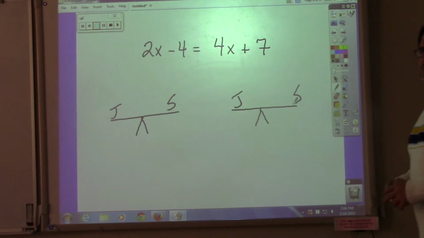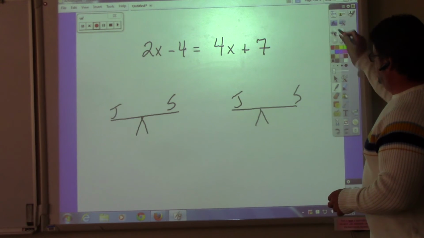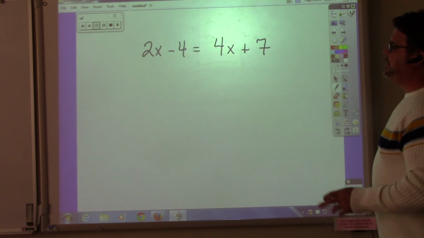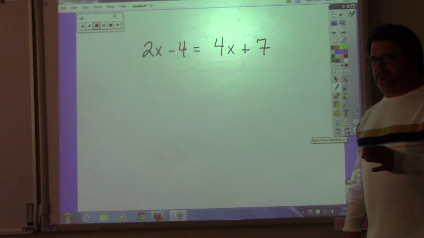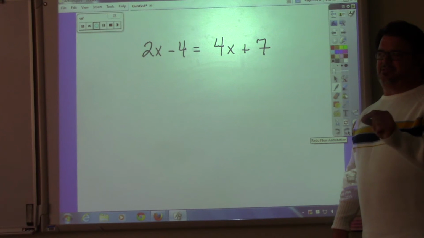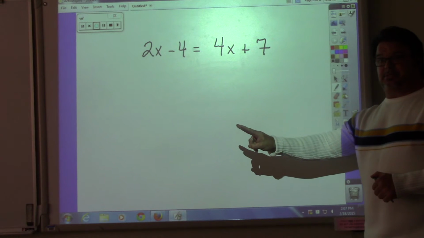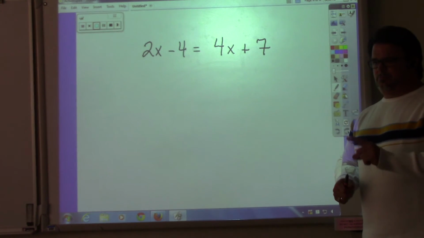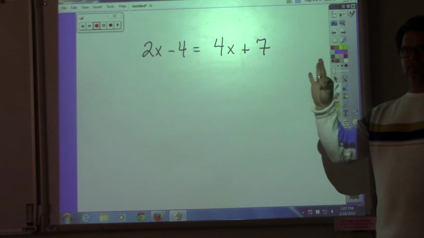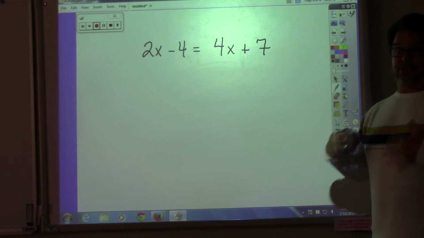Now, why do I tell you to move the smallest number? Why do I tell you to move the smallest bucket? What is the most important goal? To get the variable what? By itself and positive. Because if you get it by itself and positive, you don't have to remember 2 other rules later on that you're going to forget on a timed test. So, it's either you learn 1 rule or learn 3 rules. Which one do you want to remember? 1. I want to do 1. And that's what I'm going to do.